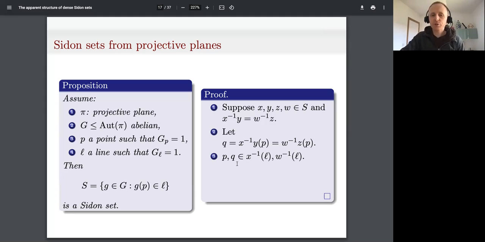Why is the point Q contained in these 2 lines? Well, y and z are in the set S. So if you chase that through, it just says that Q is contained in x inverse L and w inverse L.